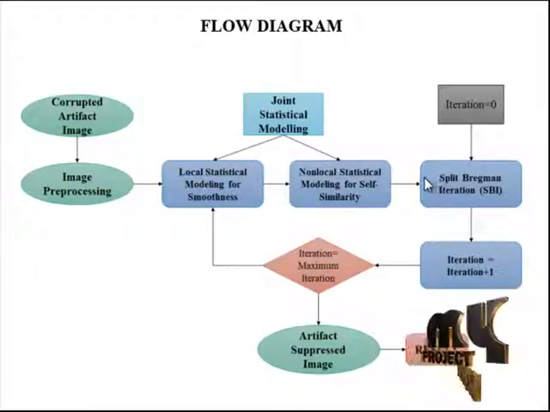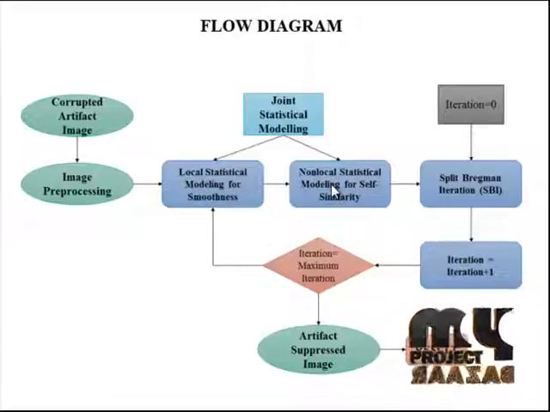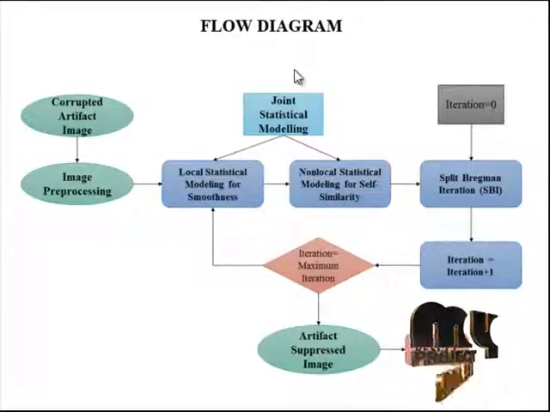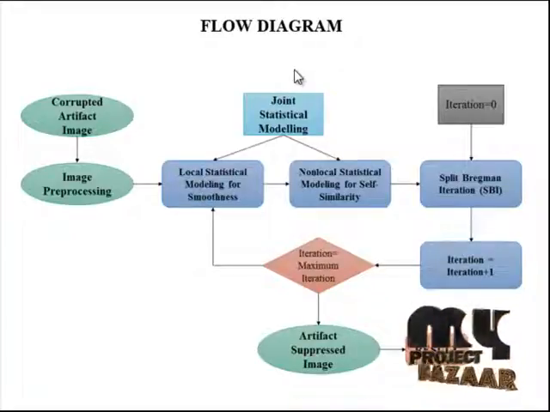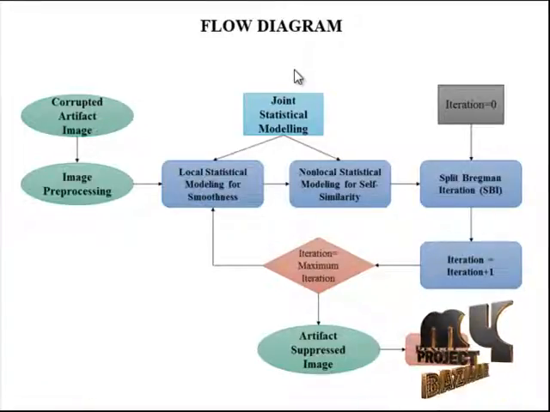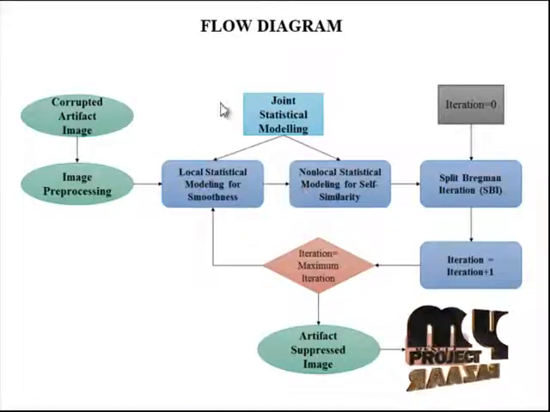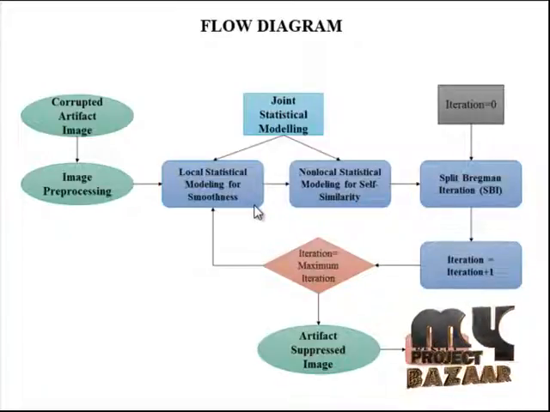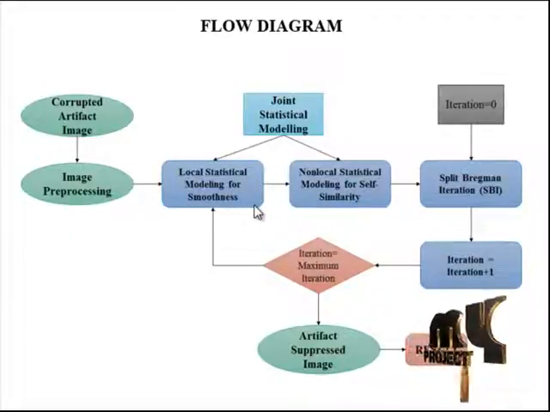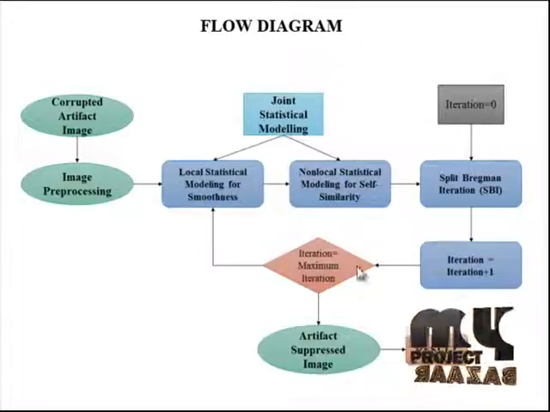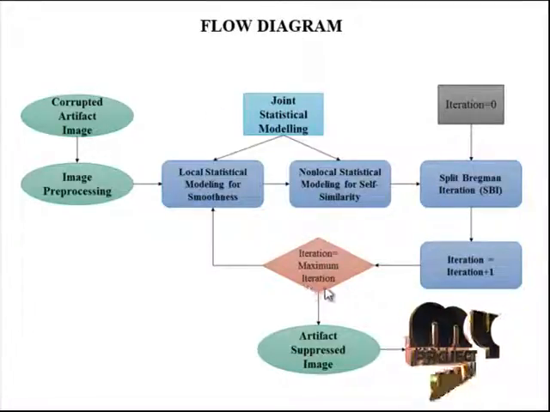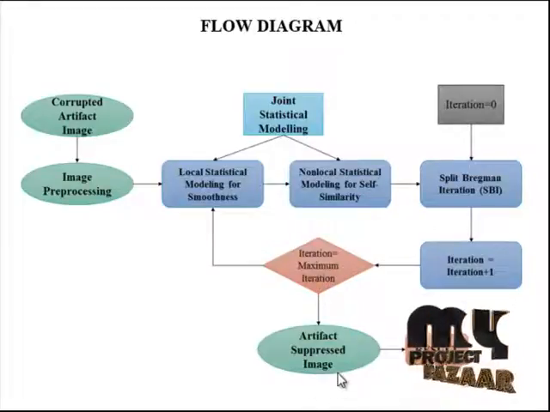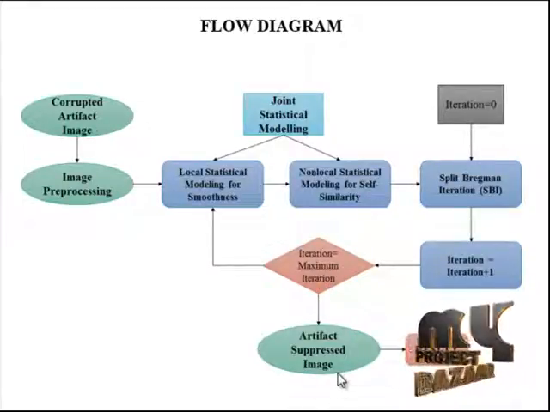After obtaining the LSM and NLSM results, we combine the results with JSM, that is joint statistical modeling. The JSM is the regularization parameter which controls the trade-off between two competing statistical terms. So in order to achieve a higher PSNR, it will perform the SBI process. After completing the maximum iteration, we obtain the artifact suppressed image, that is the resultant artifact suppressed image.